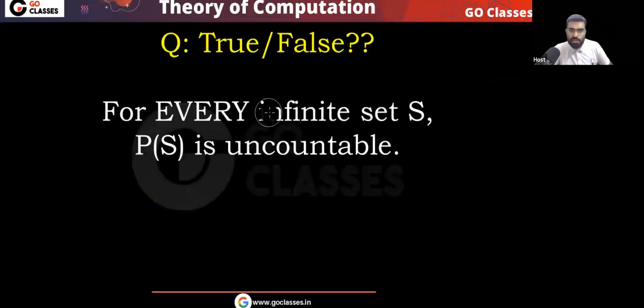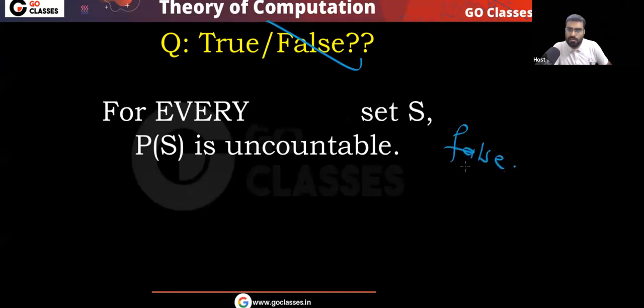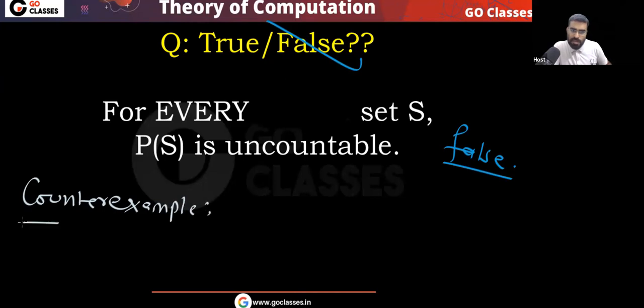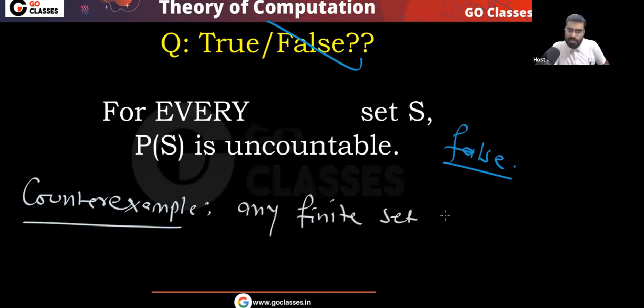Now tell me the answer for this question. If I say for every set S, what about this? For every set S, this statement is false. And what is the counterexample? The counterexample is any finite set. Yes or no? Any finite set S is your counterexample. Is this clear?